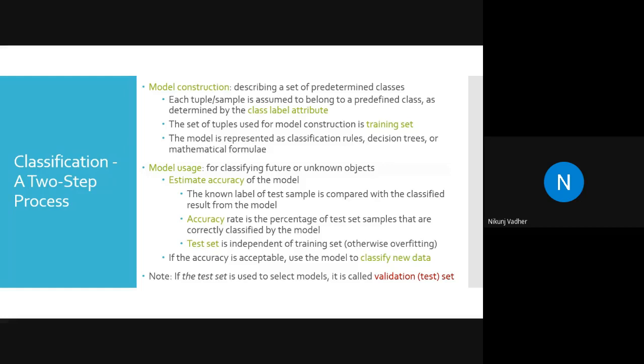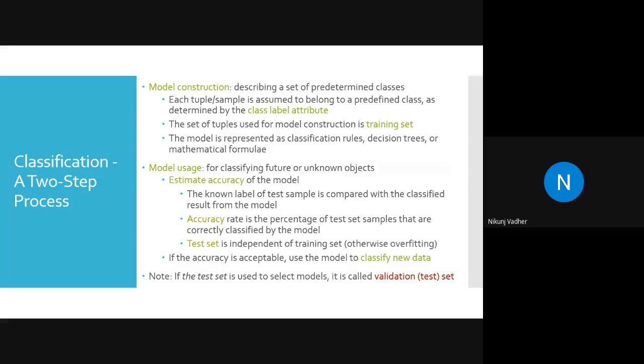The model is represented as a classification rule, decision tree, mathematical formula, or weights, or you can say the equation of a line. So the model can be anything. It is not like training will always give us a fixed output. No, it depends on which algorithm we are using, and that specific algorithm will give us a specific model.